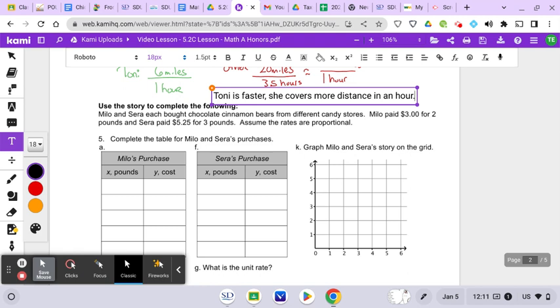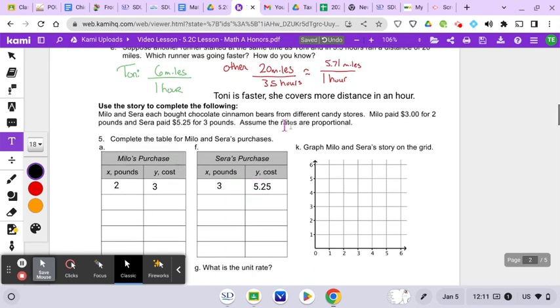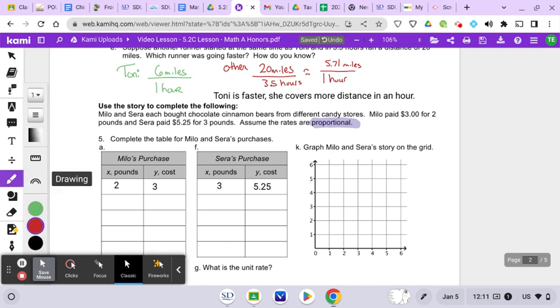Okay, so I put in the information that it gave me. It said Milo is paying $3 for 2 pounds. And Sarah is paying $5.25 for 3 pounds. Okay, and it said it's proportional. So because I know it's proportional, I know it goes to the origin. So I automatically know on both of these, if we didn't buy any candy, we don't have to pay any money.